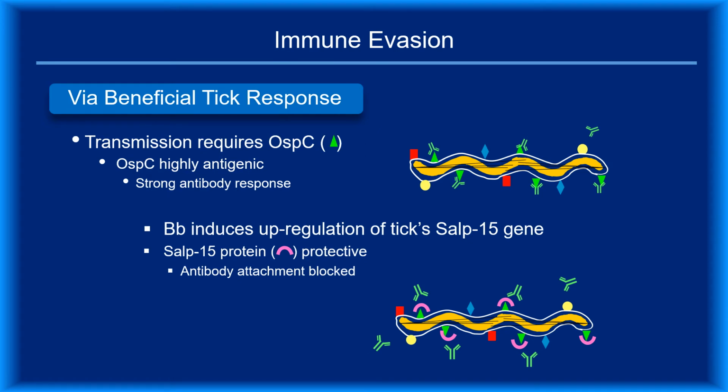It induces the tick to produce increased levels of salivary protein 15, which acts as a protective shield. As depicted in this second diagram, when salivary protein 15 is injected with the bacteria, it blocks antibody attachment to OspC, thus inhibiting antibody-mediated killing.